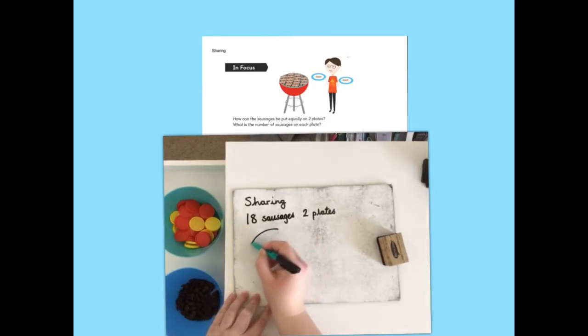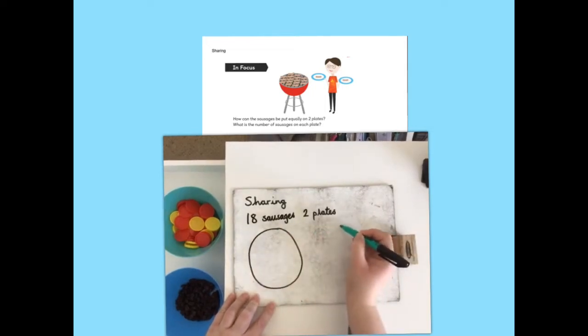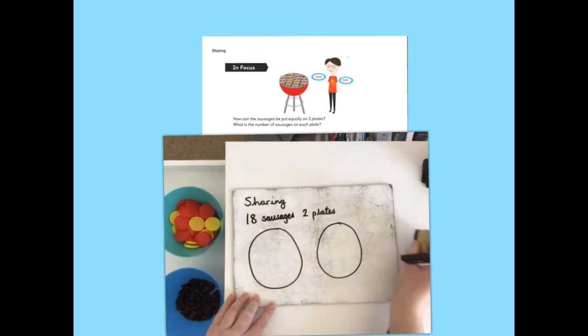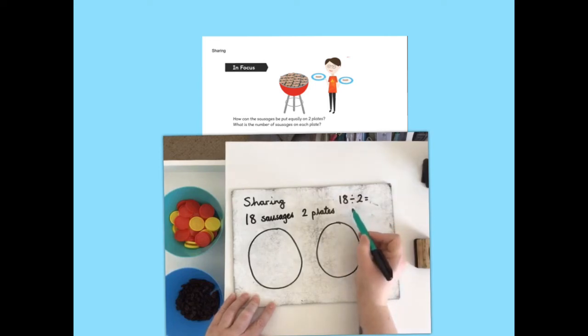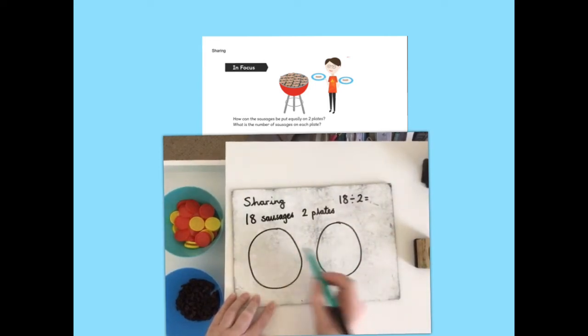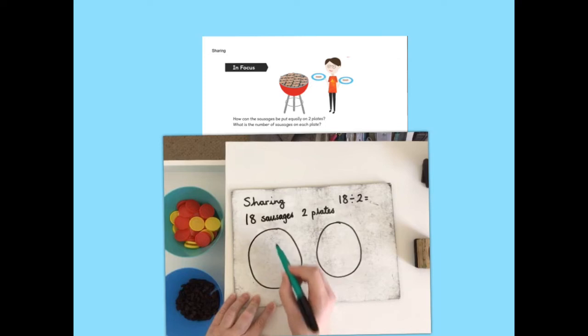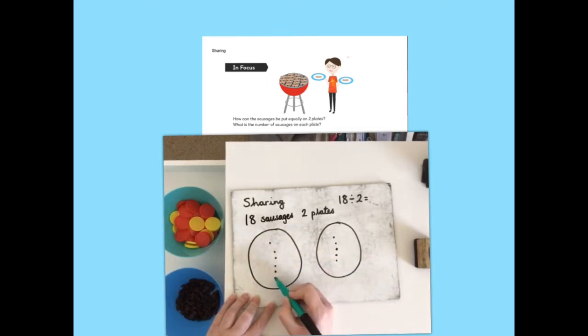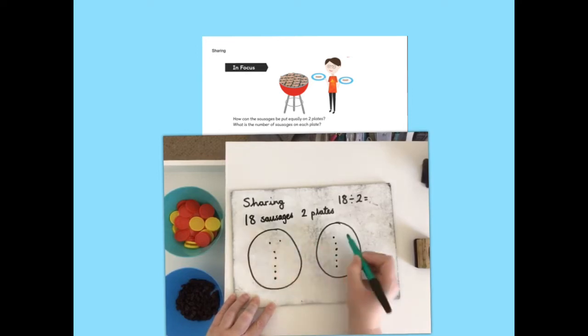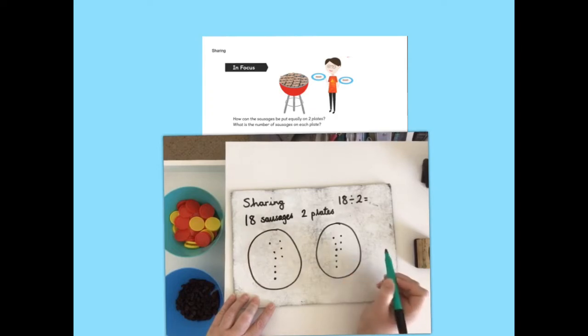So this time I'm going to start with my groups, which is my plates. So these are my 2 plates and I can see that I'm doing 18 divided by 2 because divide also means share. So now I need to share them and I'm going to do a 1 for me, 1 for you. So I'm putting my sausages on each plate. 4, 5, 6, 7, 8, 9, 10, 11, 12, 13, 14, 15, 16, 17, 18.